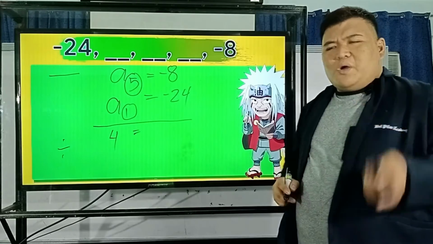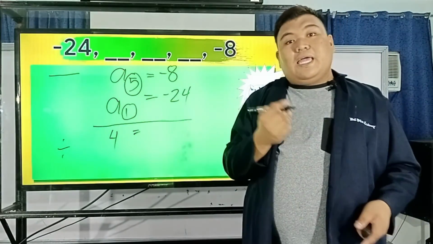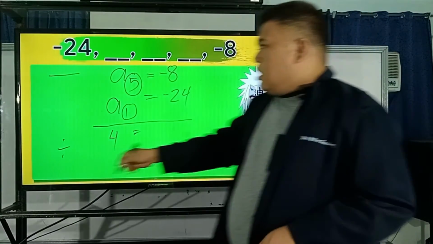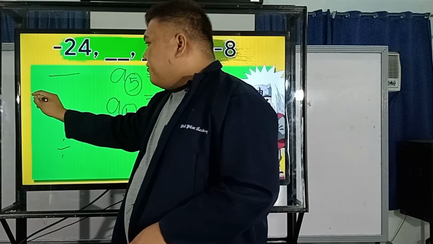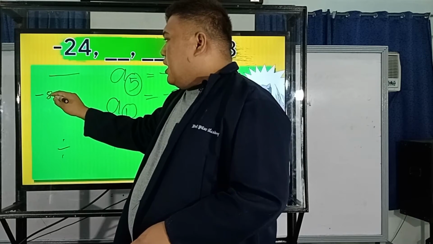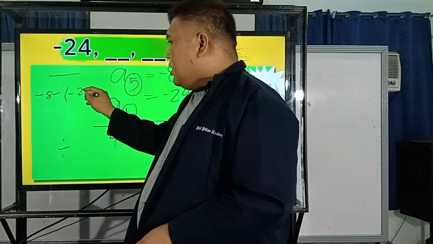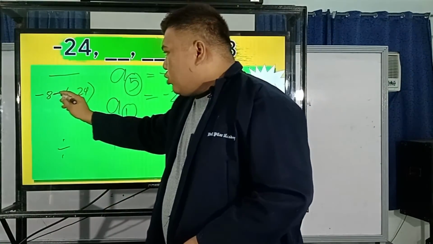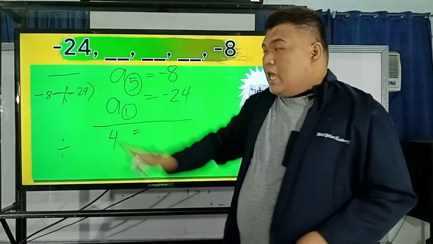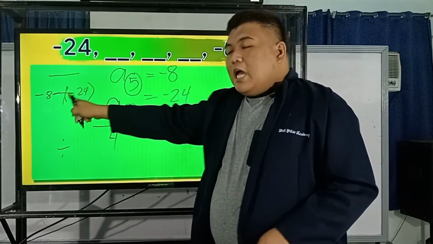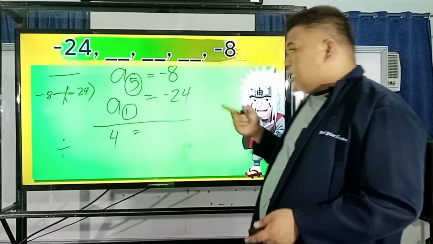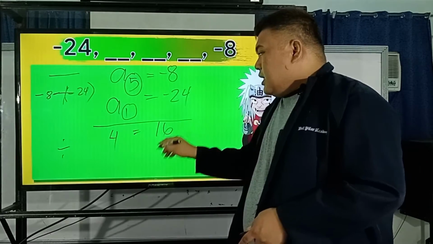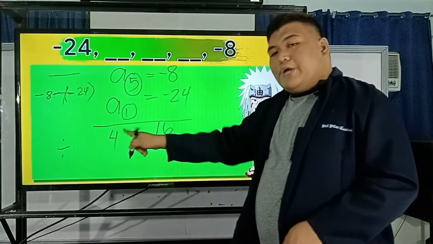O, parehas negative yan. Ano ang gagawin natin? Balik tayo sa subtraction of signed numbers. Paano ba mag-subtract ng signed numbers? So we will have negative 8 minus negative 24. Since both are negative, pagdugtungin nyo na lang, negative times negative is positive. So we will have negative 8 plus 24. So negative 8 plus 24, that is equal to positive 16. O, may dalawang numbers tayo, 4 and 16.